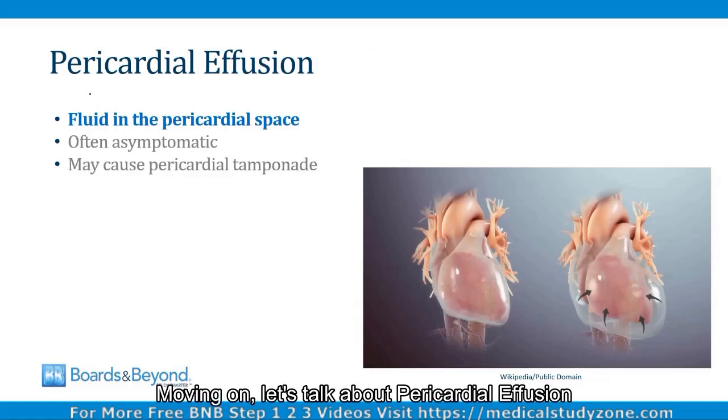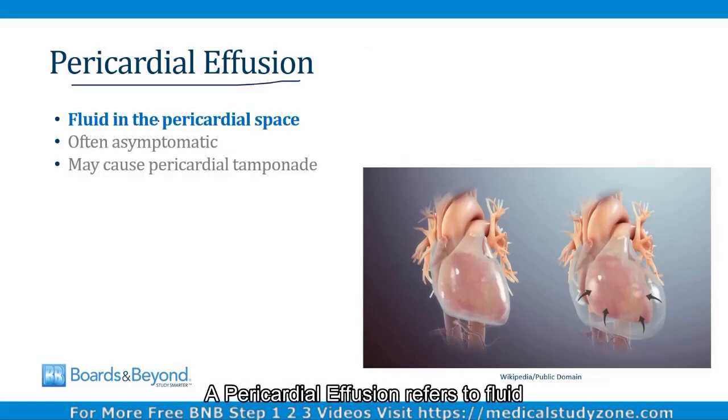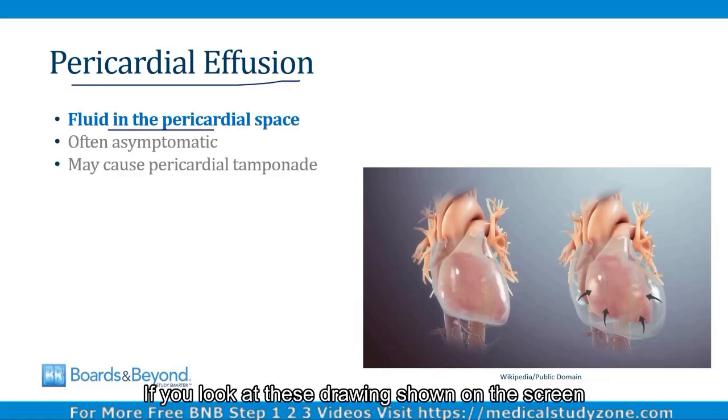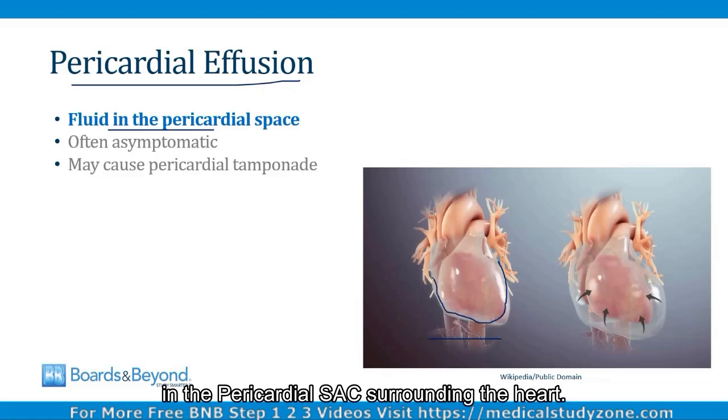Moving on, let's talk about pericardial effusion and pericardial tamponade, which are closely related problems. A pericardial effusion refers to fluid in the pericardial space. If you look at this drawing shown on the screen, on the left is a normal heart with a normal pericardial space, and there's always a little bit of fluid in the pericardial sac surrounding the heart.